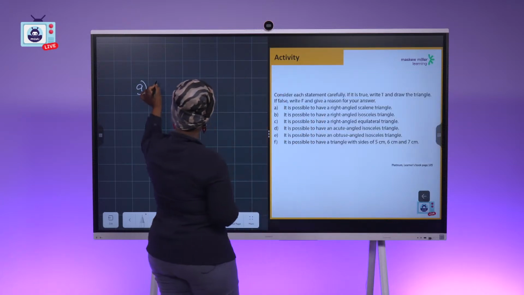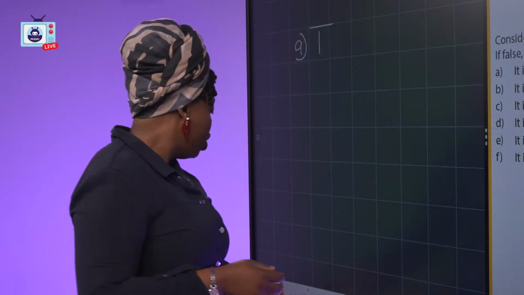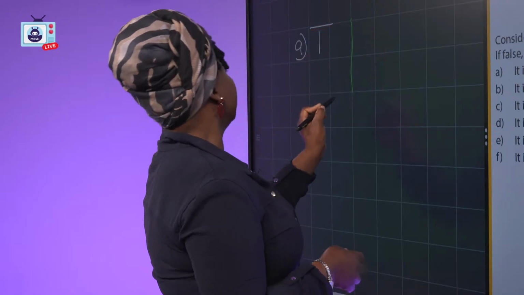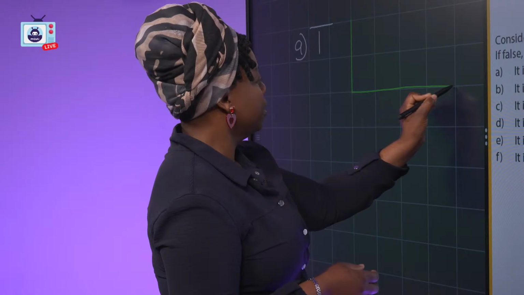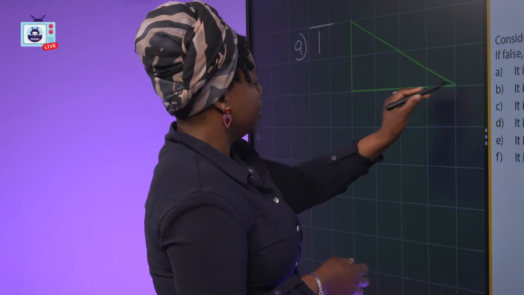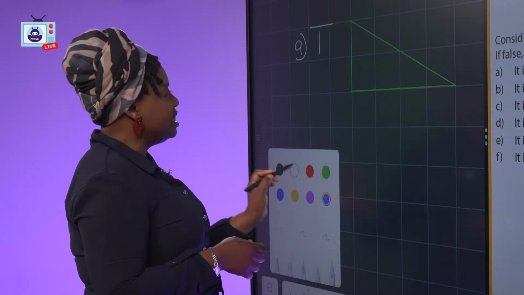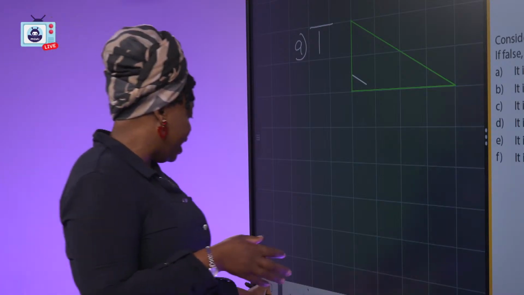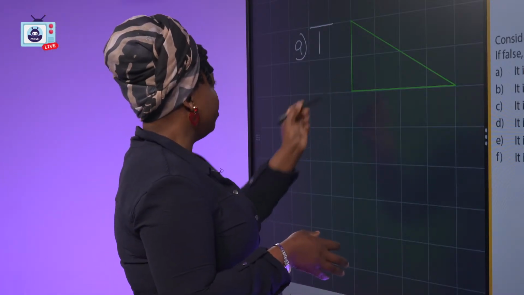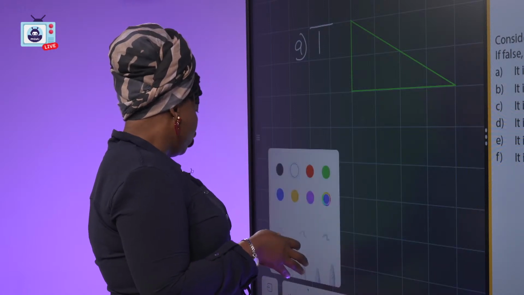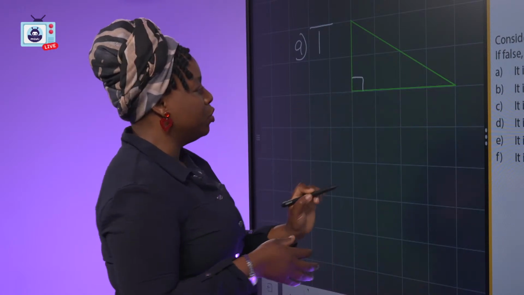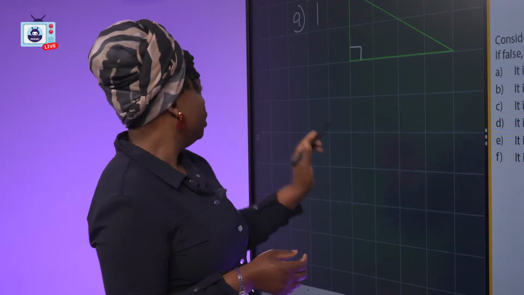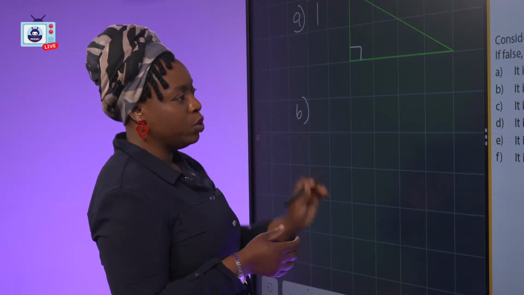So what you're going to do there is write the T, and then you draw your right-angled scalene triangle. So let's do that. Try to draw it like that. And always remember, if they say right-angled, your 90 must be shown. You can't have a right-angled triangle which is not showing the 90. So every time we say there's a right-angled triangle, you always have to show the 90 degrees there, right? So that is the right-angled triangle there. That is a scalene. So you said yes, and then you show how it will look, right?